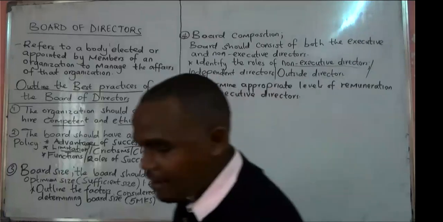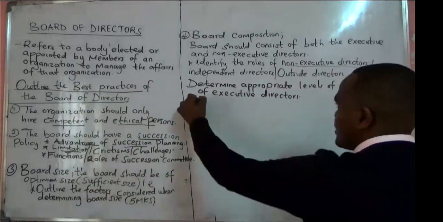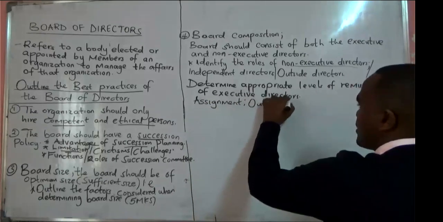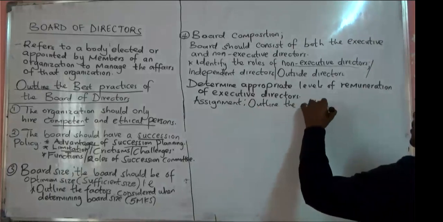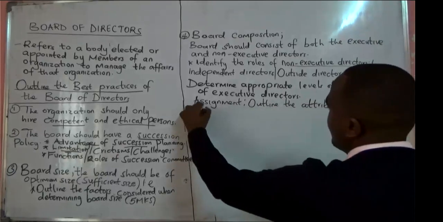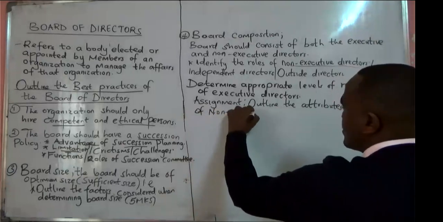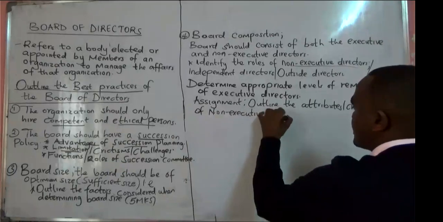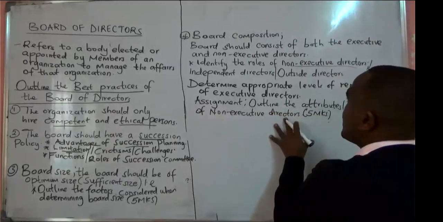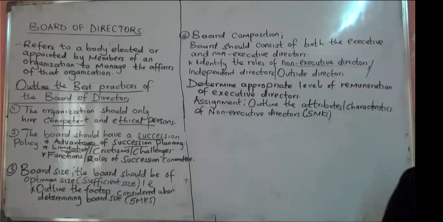Now, a very common question is what will be asked as outline. This one I want to give as an assignment. You can try and answer it. Outline the attributes or characteristics of non-executive directors, 5 marks. What are some of the essential qualities that you must have for you to be appointed as a non-executive director? So that was on the board composition.